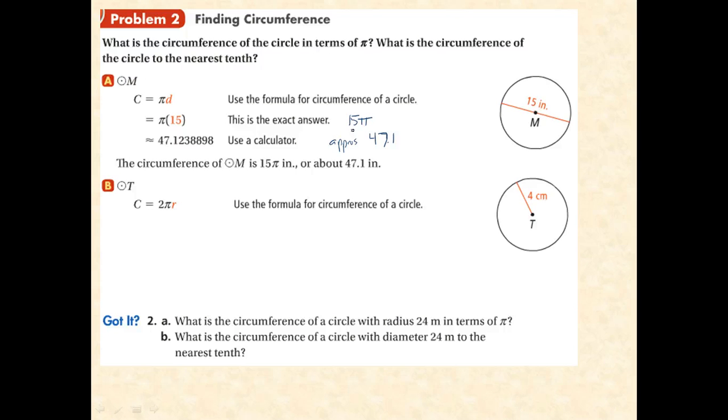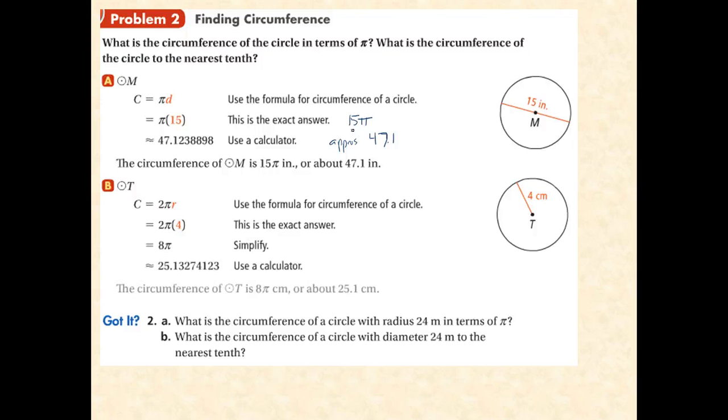So if we're given the radius, we use 2 pi r. 2 times pi times 4, that's 8 pi. The exact answer is 8 pi centimeters, approximately 25.1. Alright, pause. See if you can get A and B of number 2 here.